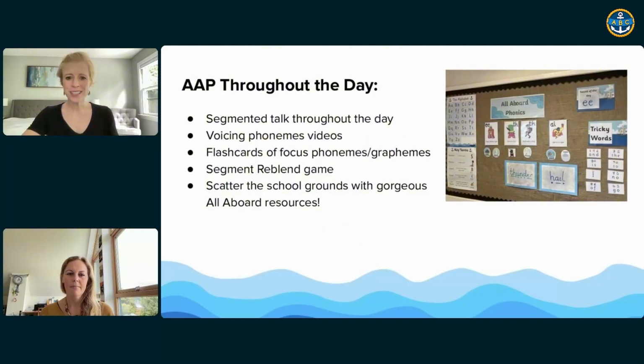Our third top tip is AAP throughout the day. Now, one way to do that in reception or intervention is lots of segmented talk throughout the day. For example, do you want a snack? Or it's time to get your coat. You could even sound talk children's names when you want them to follow an instruction.